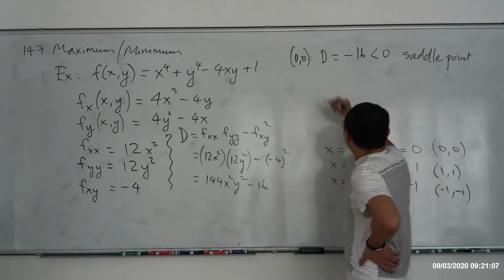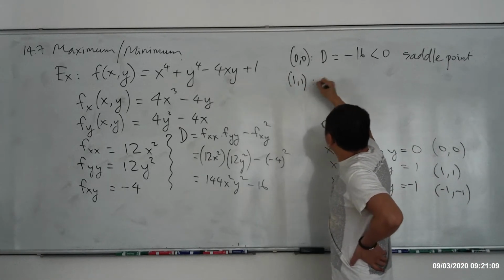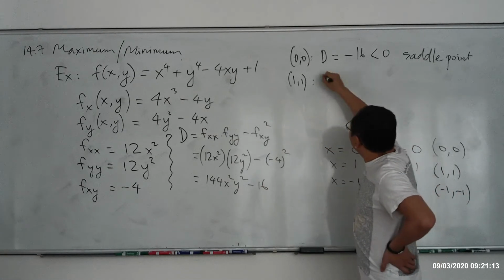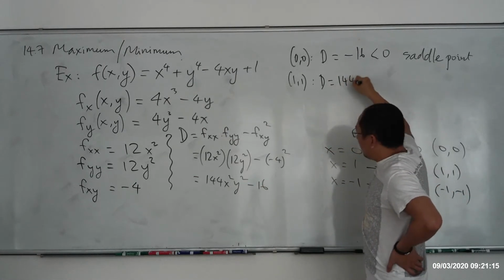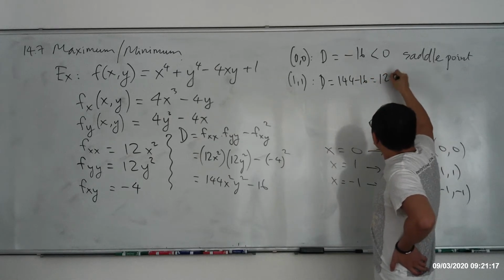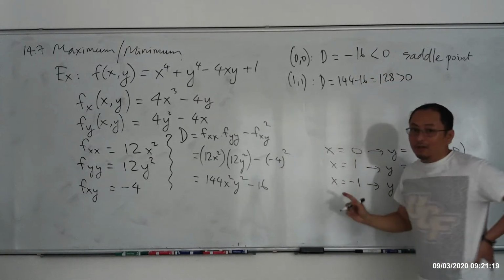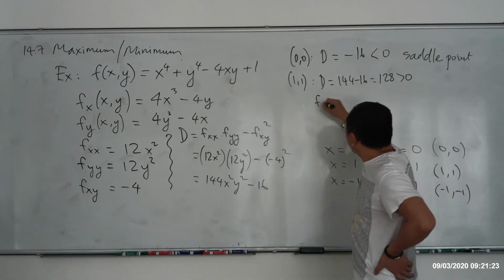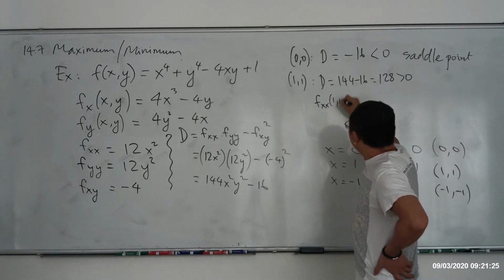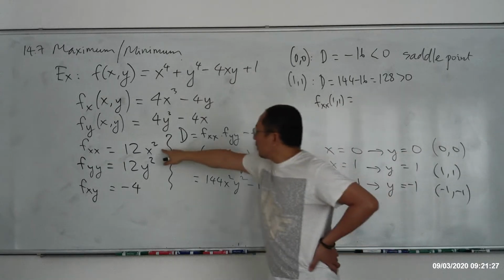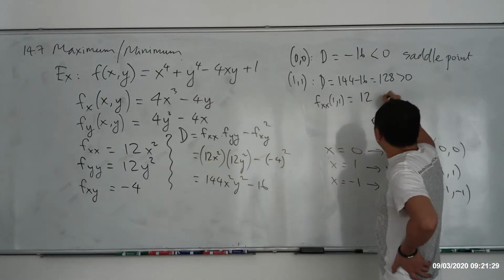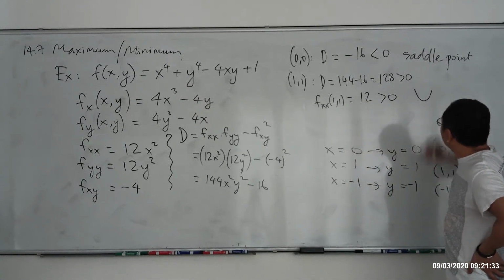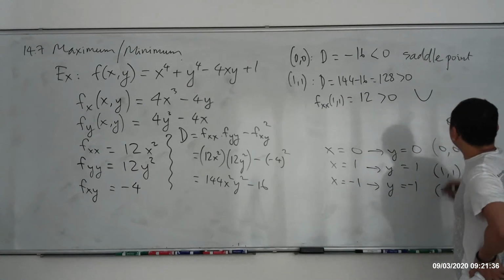Now try the second point, 1, 1. What do I have in plugging 1, 1 in here? D is 144 minus 16, which is 128, positive. Now it's going to be a local max or a local min. I'll plug in fxx at 1, 1. Fxx at 1, 1 is what? 12. Positive. D positive, fxx positive. Graph like this. That's a local min.